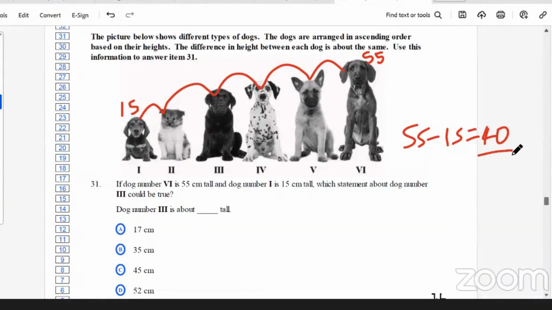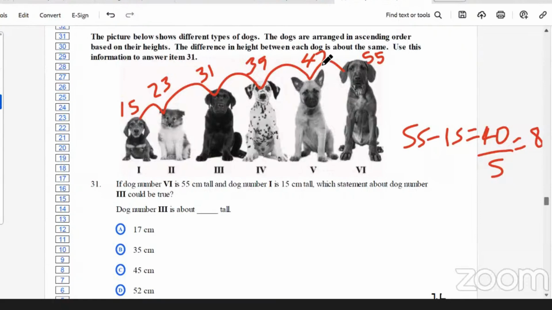So if we divide the 40 by 5, then there would have been a distance of about 8, right? If we're looking at the average, it would have been about 8 centimeters difference between them. So this second would have been about 23, and then this would have been 31, and then 39, and then 47. Okay, and that pretty much would have given us the even distribution between them.